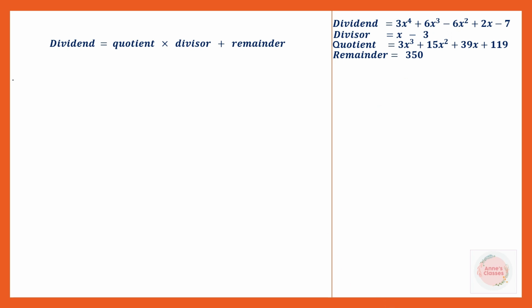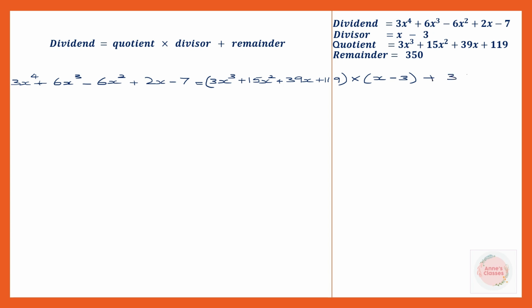That is 3x to the power of 4 plus 6x cube minus 6x square plus 2x minus 7. This should be equal to quotient into divisor. So the quotient is also given to us: 3x cube plus 15x square plus 39x plus 119, multiplied by the divisor which is x minus 3, then plus the remainder which is 350.